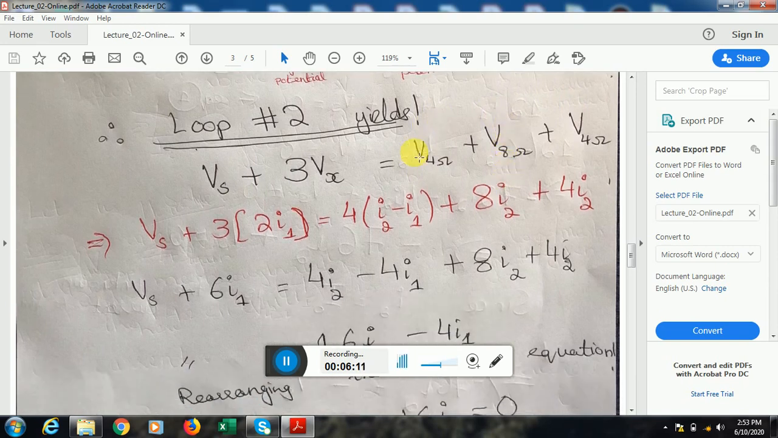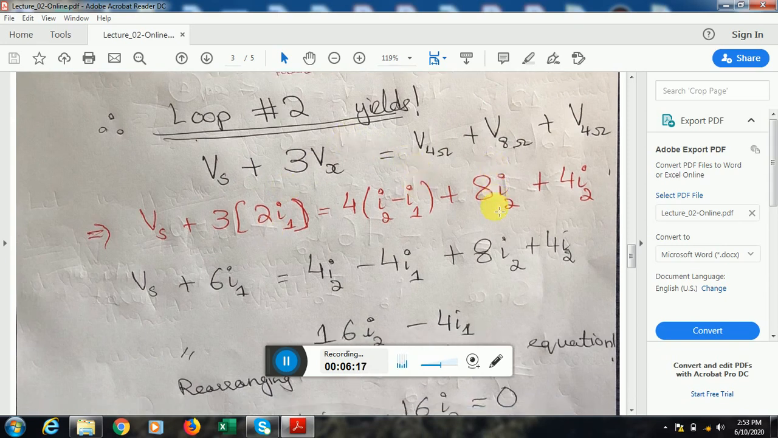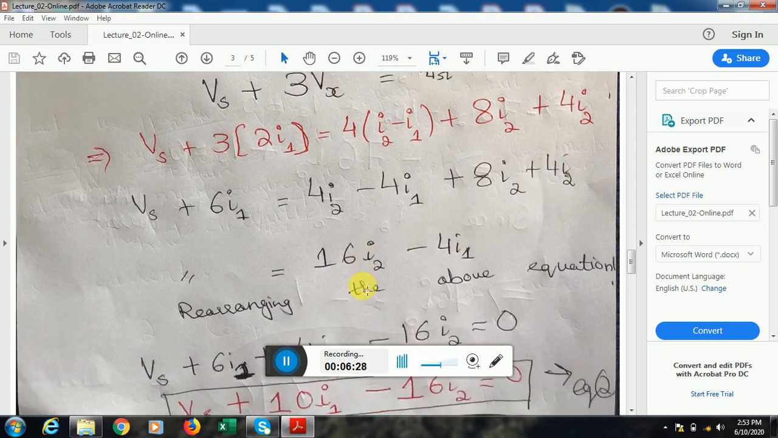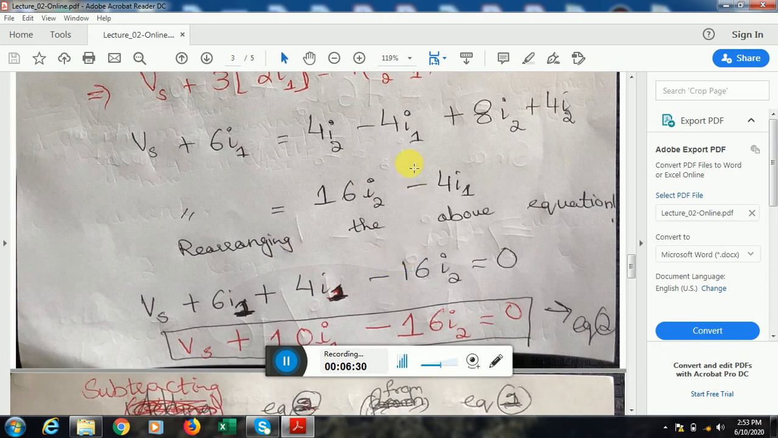So I insert the values: Vx is 2I1, then 4 times I2 minus I1, and I just told you how to find these values. By simplifying, I gather all the I2 terms. I2 is here, I2 is here, and I2 is here. When I sum up all these, I get 16I2. Now I'll rearrange the terms. I1 is here and I1 is here.